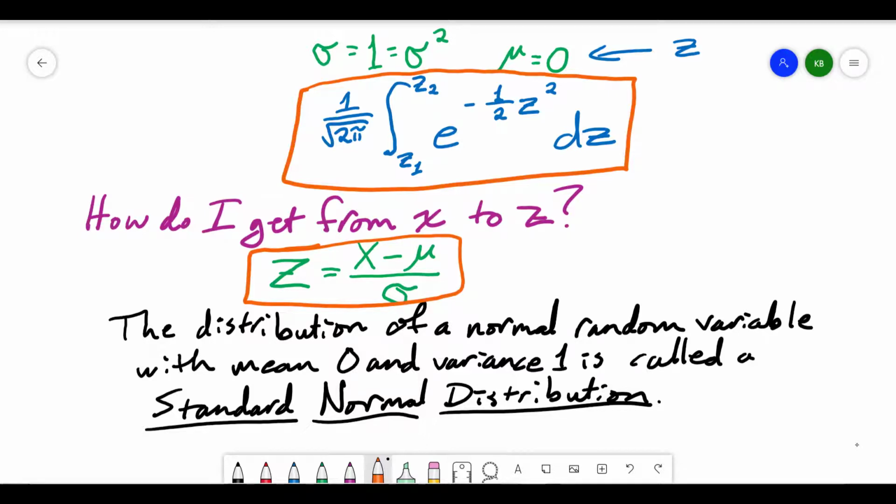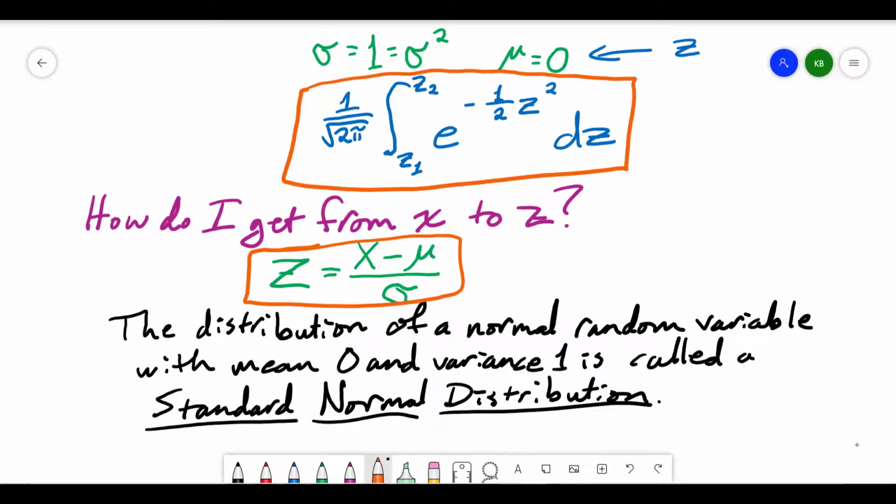So if I wanted to find the area, the integral, for a z value of, say, negative 1.83, I would go to the negative 1.8 row, and I would go over to the 0.03 column, and I would find 0.0336, and that gives me the area.